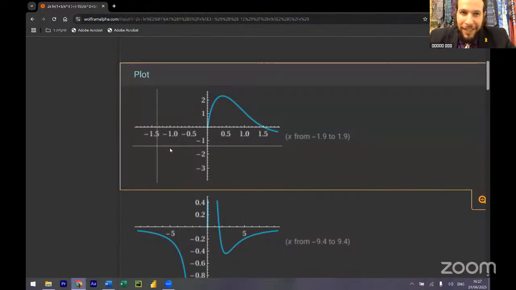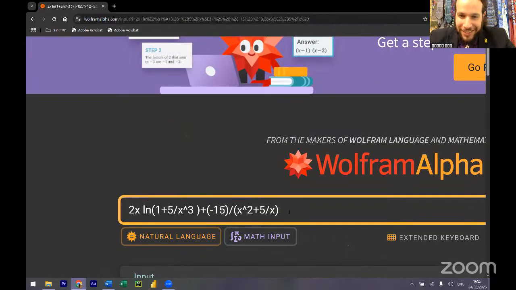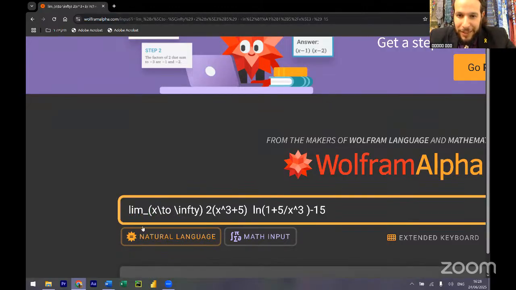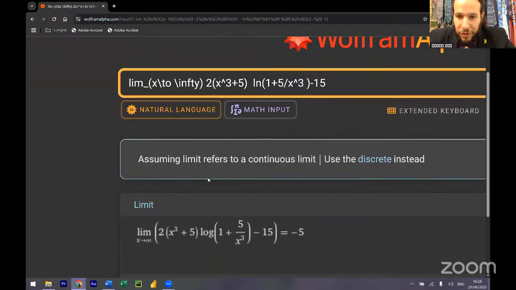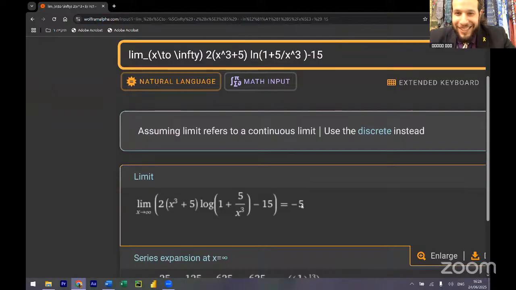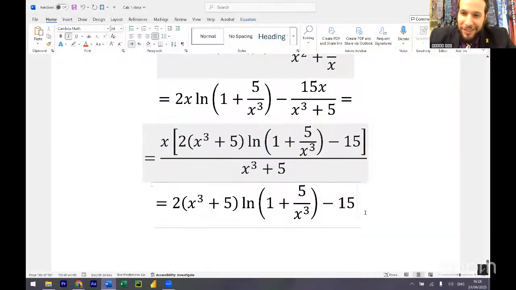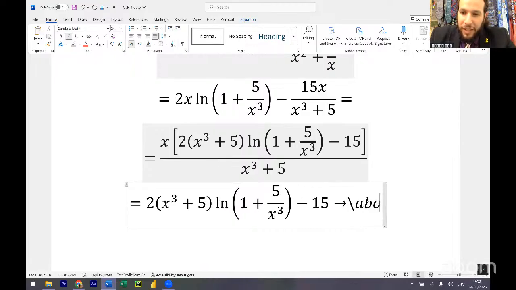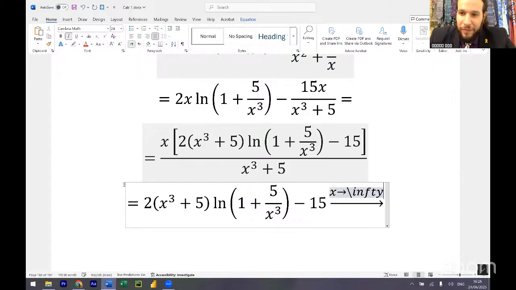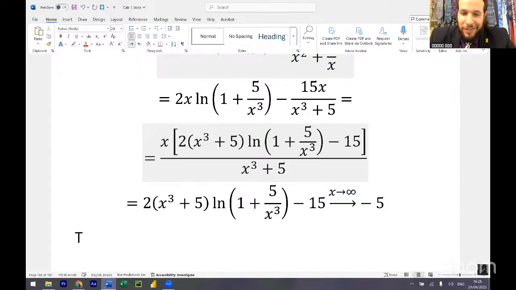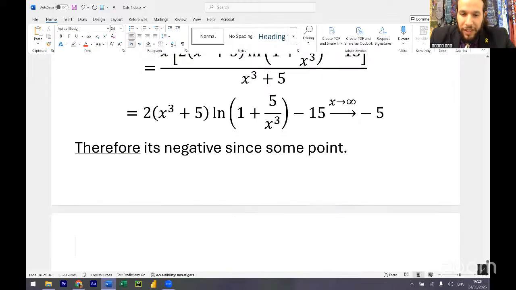And the limit itself, I might ask Tomas to remind me again, because we need L'Hopital there to actually calculate the limit. But first, like I said, let me find out if it's true. Yay, it's -5. Lucky us. Okay, so this, when x goes to infinity, goes to -5. Therefore, it's negative since some point. We will be back to the limit later.